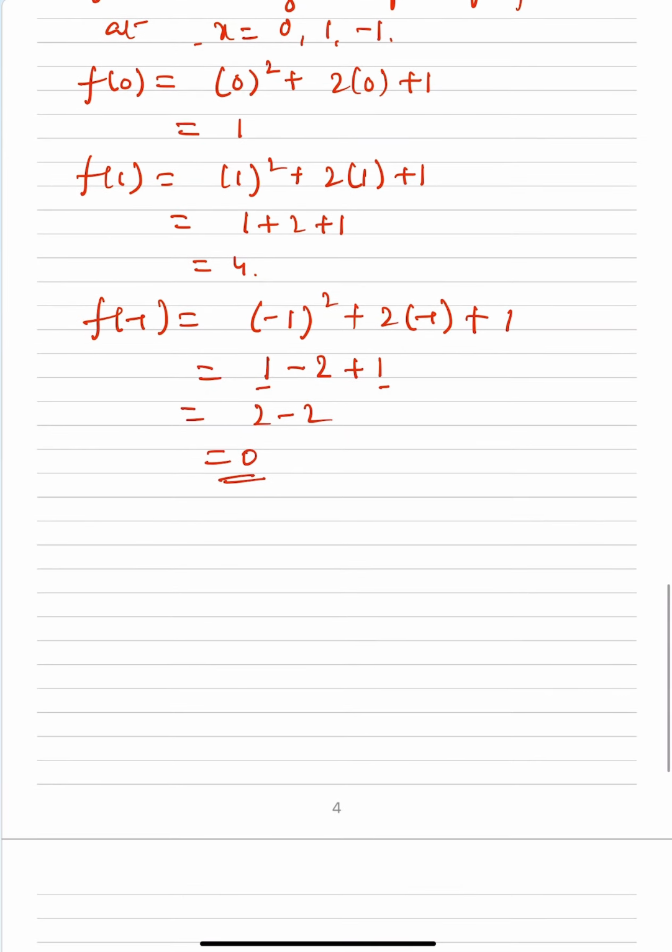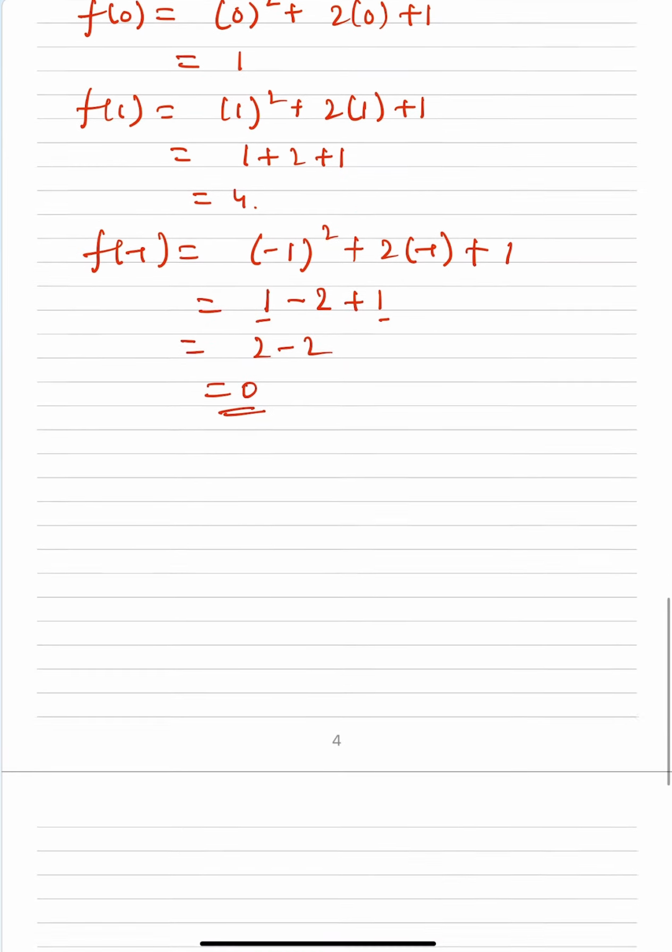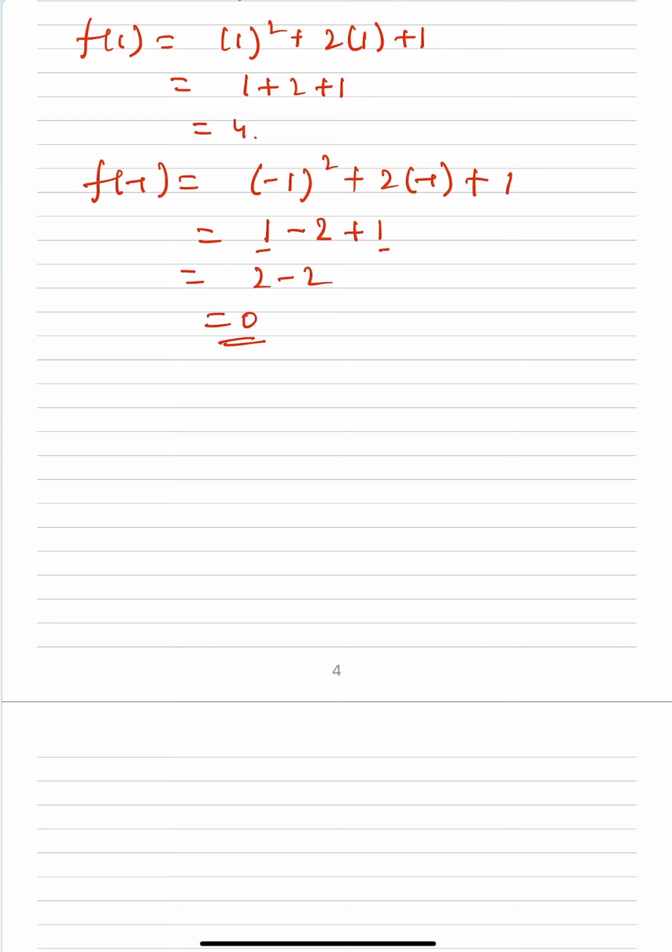So when will I get 0 of the polynomial? When the value of x is minus 1. So zero of the polynomial is at x is equal to minus 1. Okay, so minus 1 is the zero of the polynomial. This way you need to do the sum.